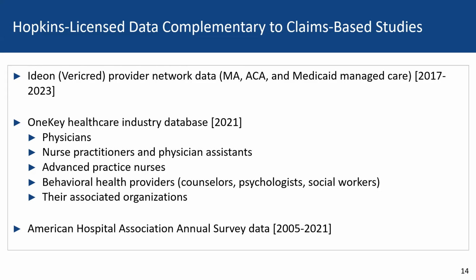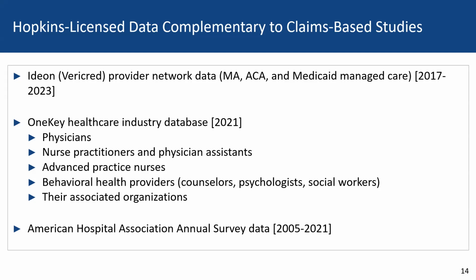And we also have just purchased the new OneKey Health Industry database for 2021. It includes a much broader set of providers than the 2019 data we used to have. There are physicians in the data sets, nurse practitioners, and physician assistants, but we also added advanced practice nurses and behavioral health providers such as counselors, psychologists, and social workers. And as usual, for all these providers, we have all of their associated organizations in the data.